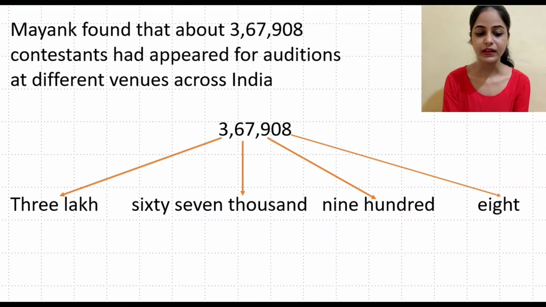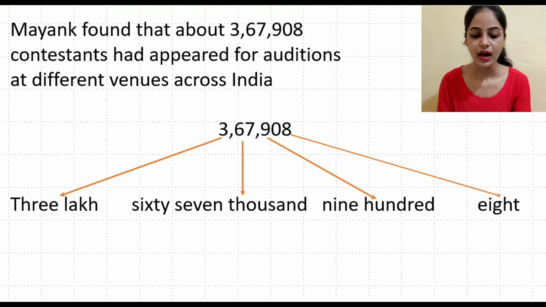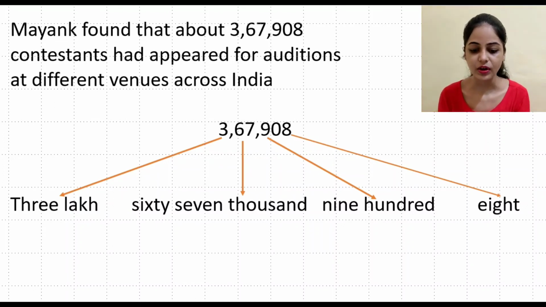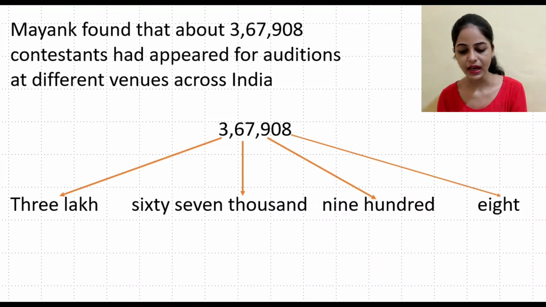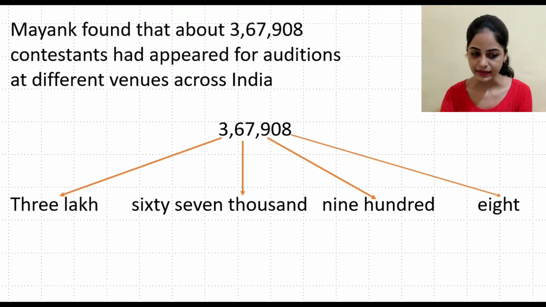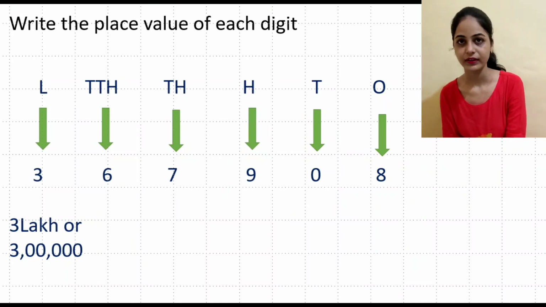Now Mayank found that about 3,67,908 contestants had appeared for the audition at different venues across India. As you see on the screen, 3,67,908 is written in words. Now write the place value of each digit.